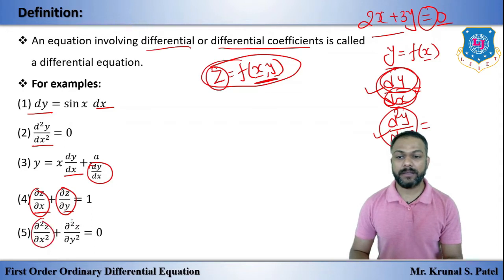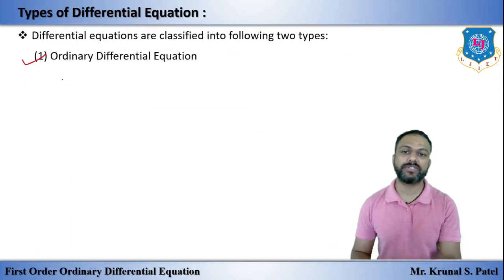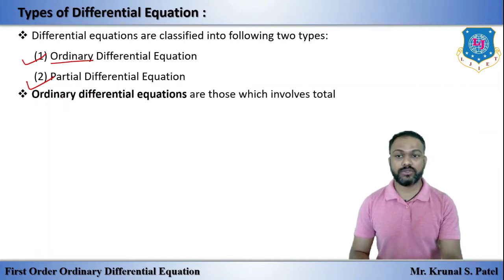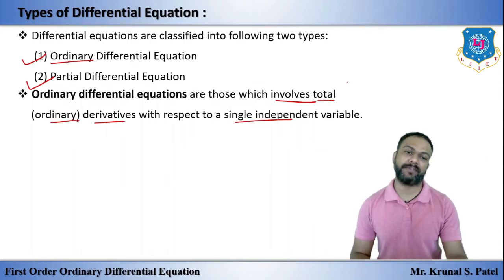Based on partial derivatives and total derivatives, we have two types of differential equation. First is the ordinary differential equation, and second is the partial differential equation. First we will see what an ordinary differential equation is. Ordinary differential equations are those which involve total derivatives, that means ordinary derivatives with respect to a single independent variable.